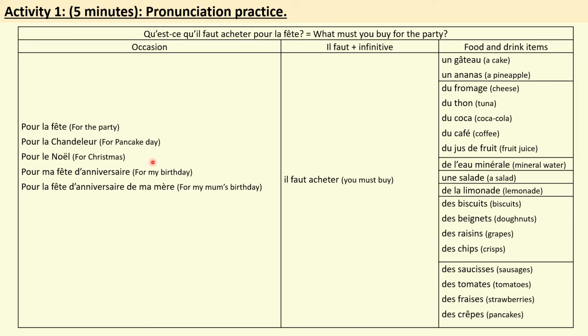Pour le Noël, il faut acheter du coca. Pour ma fête d'anniversaire, il faut acheter des beignets. Pour la fête d'anniversaire de ma mère, il faut acheter des fraises. Your turn. Well done, Year 8.